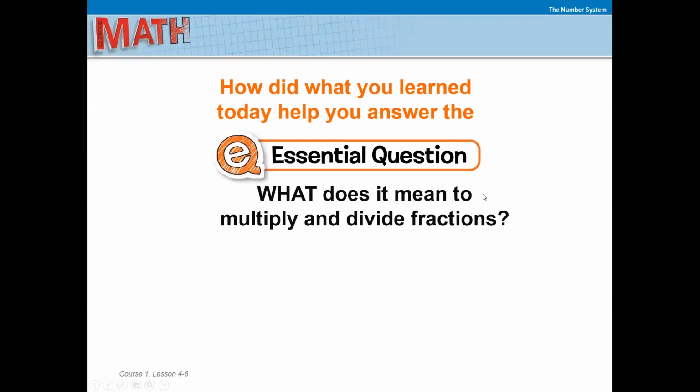How did what you learned today help you answer the essential question? What does it mean to multiply and divide fractions? The sample answer could be to divide sets into fractional parts.